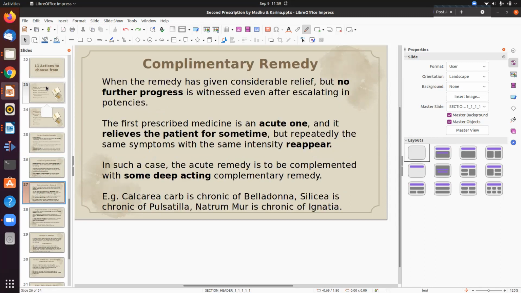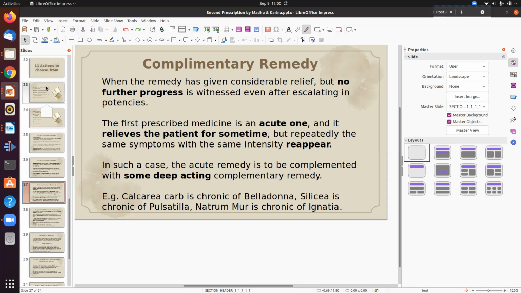When to complement the remedy. This is when the remedy has given considerable relief, but no further progress is witnessed, even after escalating the potency. We are giving Nux vomica 30, 200, 1M, but there is no further progress. We have reached 10M. Now what to do? Now we have to give another remedy, which is complementary to the previous remedy.